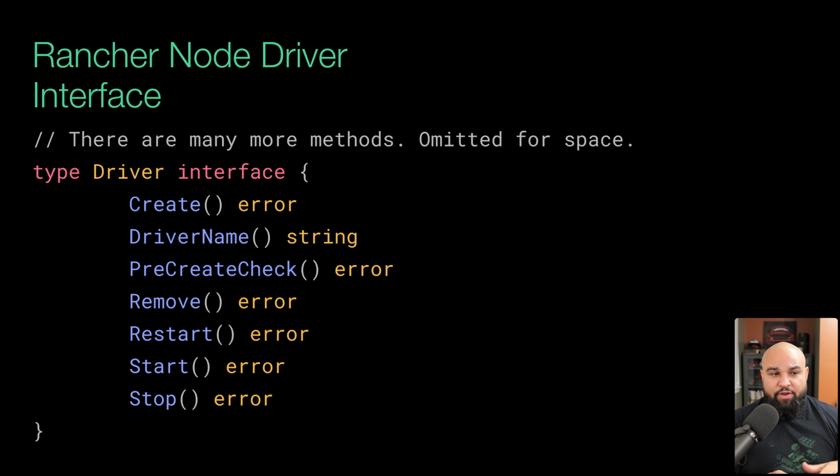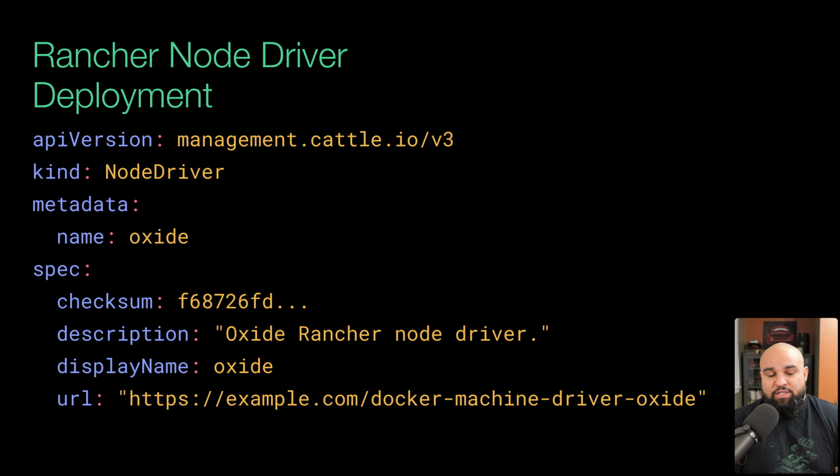The Rancher node driver interface is called driver, and it has a bunch of methods. Honestly, way too many methods, but the primary ones are here. Create means create an instance. The name is the driver name. Pre-create check gives you a way to validate things beforehand, and then remove, restart, start, and stop are all self-explanatory. So how do you use this thing?